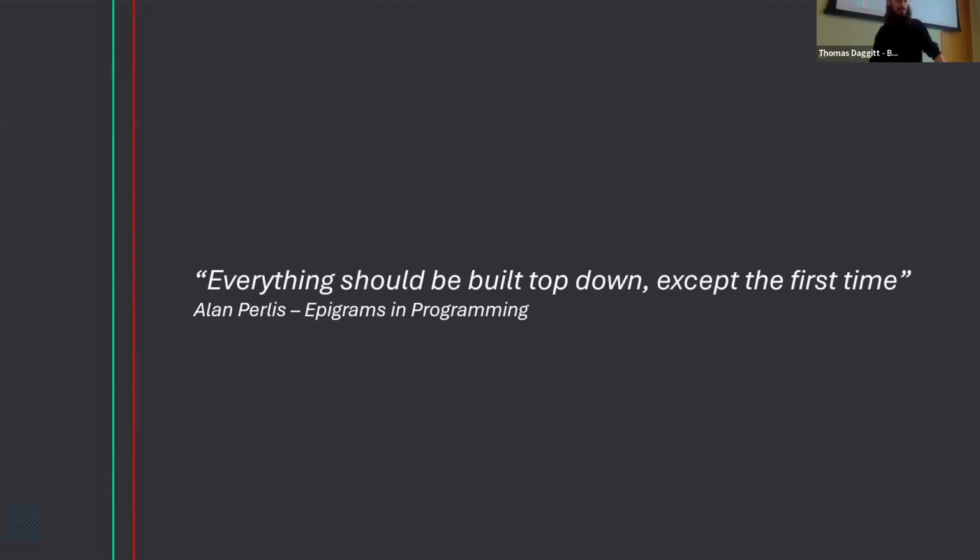I found this little short text called Epigrams in Programming the other day that you might have come across, but it's quite fun. I thought the best one I could find for this was: everything should be built top down except the first time. And unfortunately, you have to do things the first time once. We'll see the problems with that during this talk.